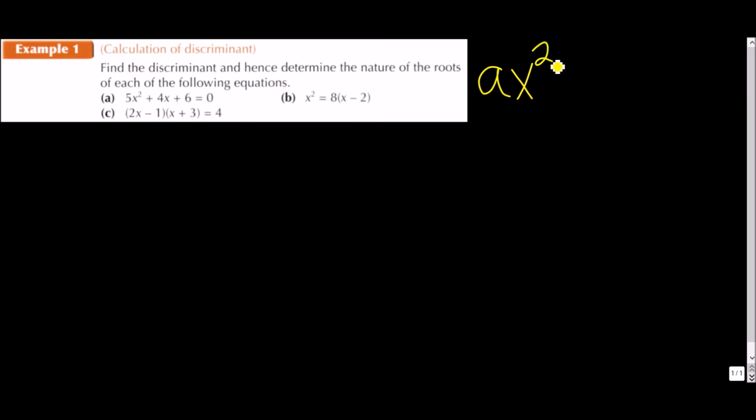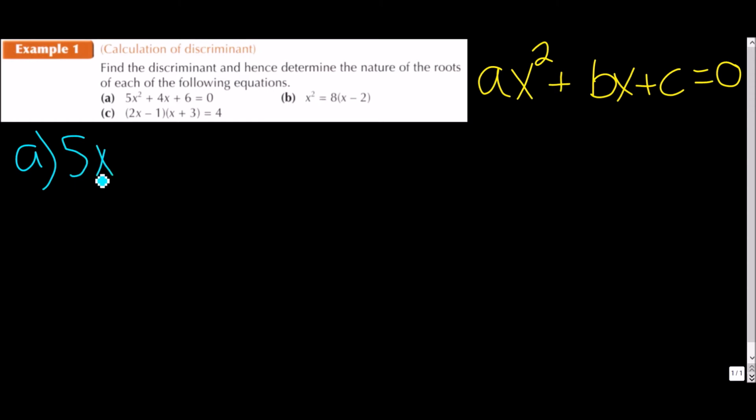our x squared term and every other term on one side and 0 on the other. So now we don't need all of these terms necessarily, but we do need the x squared term and every other term that follows on the same side in order to do this. So let's look at part A. So A gives us 5x squared plus 4x plus 6 equals 0.